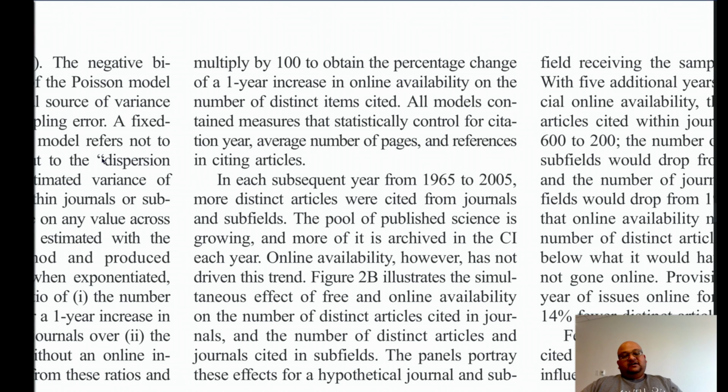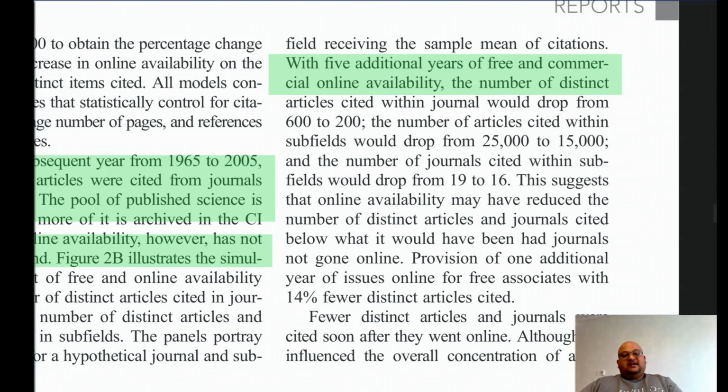Now let's look at the diversity of articles and journals that were cited. Between 1965 and 2005, there was a clear trend of more distinct articles being cited in the literature. But it looks like online availability was not what caused this. What the author found was that if you get 5 additional years of online availability of literature, the number of distinct articles cited within the same journal dropped from 600 to 200. The number of articles cited within the same subfield would drop from 25,000 to 15,000, and the number of journals cited would drop from 19 to 16. In other words, this data indicates that with online availability of literature, the diversity of citations, both to articles and journals, fell below what it would have been had the journals not been online.